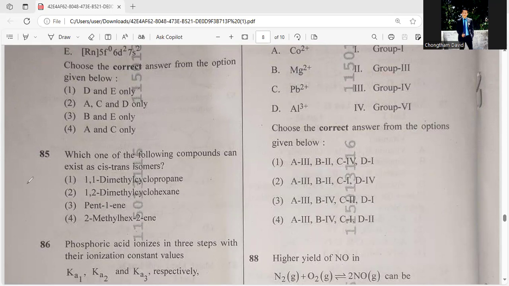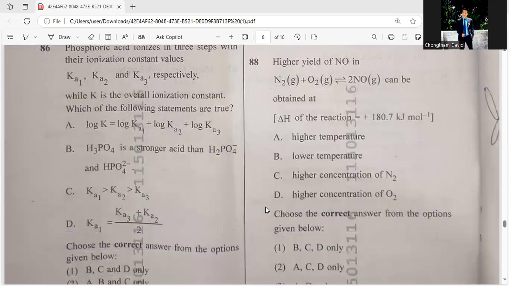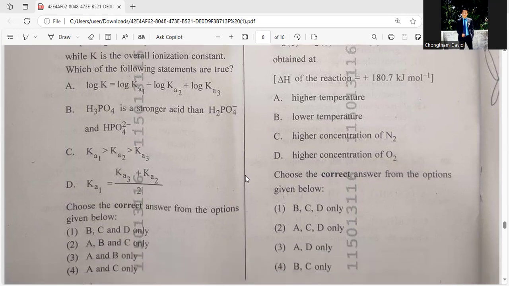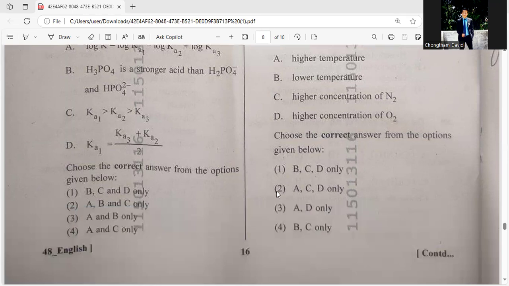I hope you all did it correctly. Let's read question number 88. Higher yield of nitric oxide can be obtained at. Under high temperature, it favors the forward endothermic reaction. True. Higher nitrogen concentration favors forward. True. Higher oxygen concentration favors forward. True. A lower temperature favors the exothermic reverse reaction. False. So A, C, and D will be option D. Okay, moving on to the next.